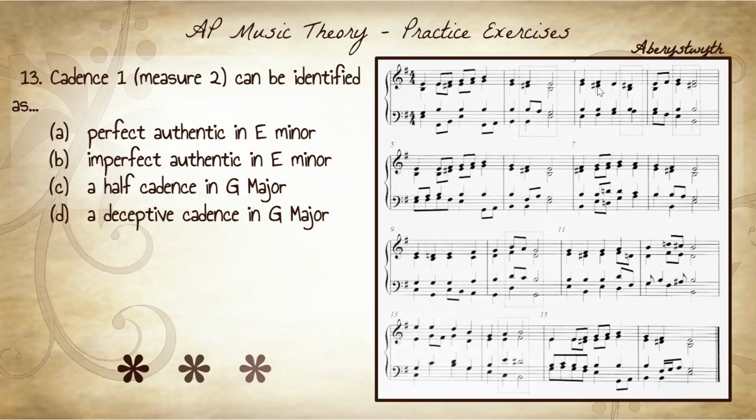Let's look at this hymn by Joseph Perry. Question 13. Cadence 1, measure 2, can be identified as A. Perfect authentic in E minor, B. Imperfect authentic in E minor, C. A half cadence in G major, or D. A deceptive cadence in G major.